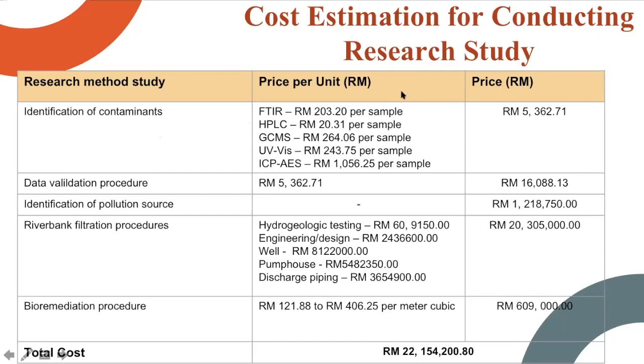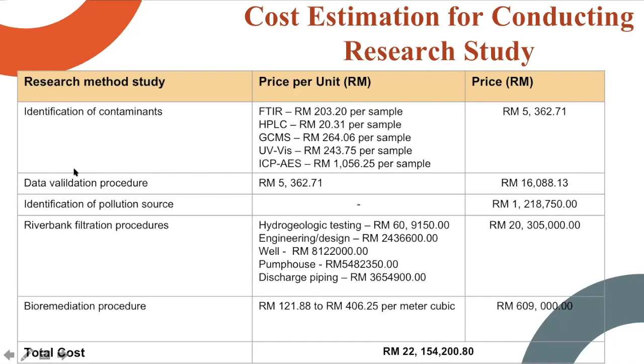The cost for each sample is 203.20 ringgit for the FTIR instrument, 20 ringgit and 30 cent for HPLC, 264 ringgit and 6 cent for GCMS, 243.75 ringgit per sample for UVVs, and 1,056 ringgit and 25 cents for the ICPAES instrument. Each sample for each instrument is repeated in duplicate, and the total price is 5,362 ringgit and 71 cent.